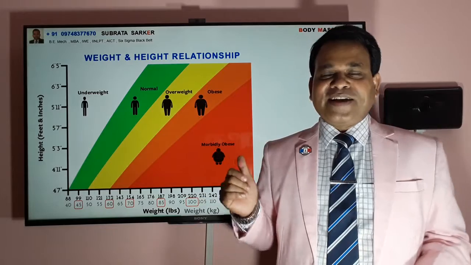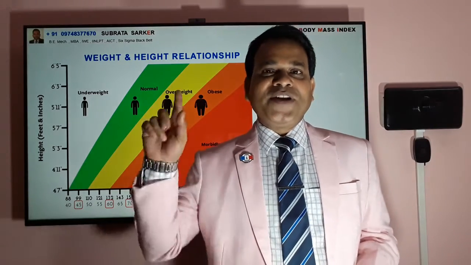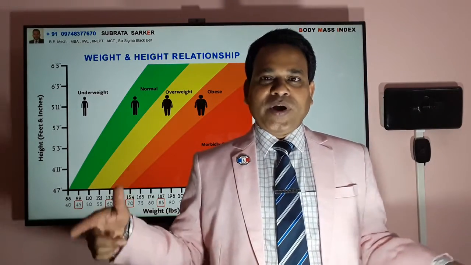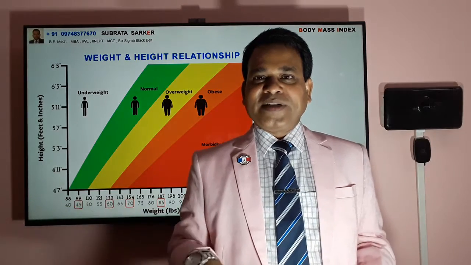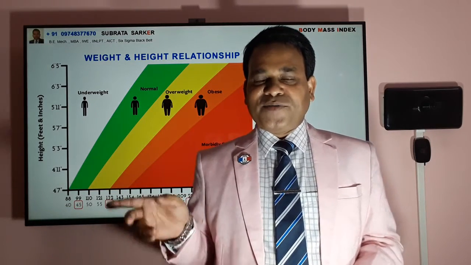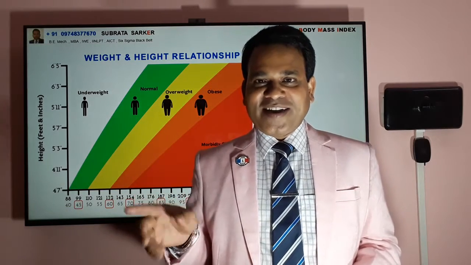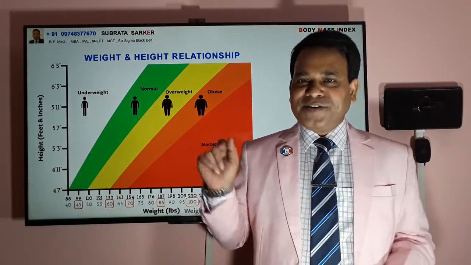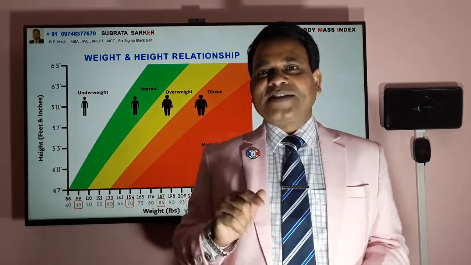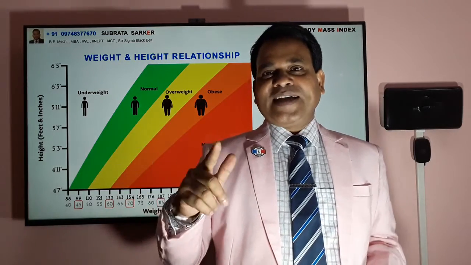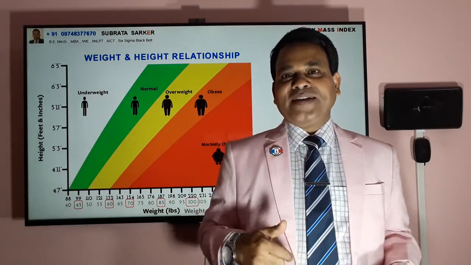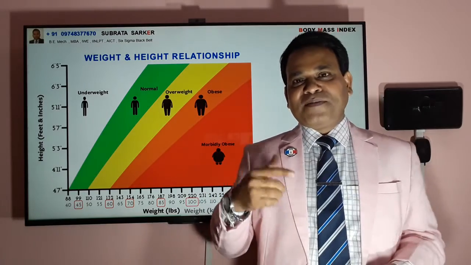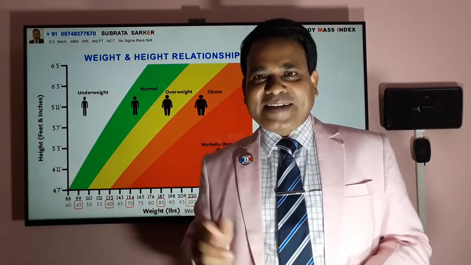You can see a graphical presentation here. The vertical axis represents your height and the horizontal axis represents your weight, and the different zones: first underweight, second normal weight, then overweight, then obese, then morbid obese.